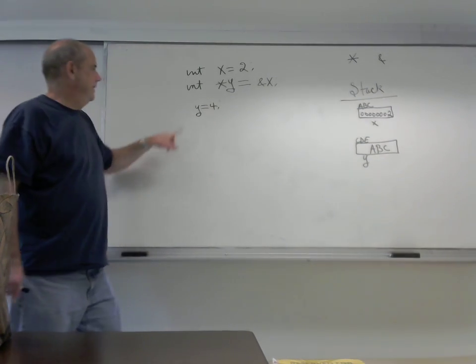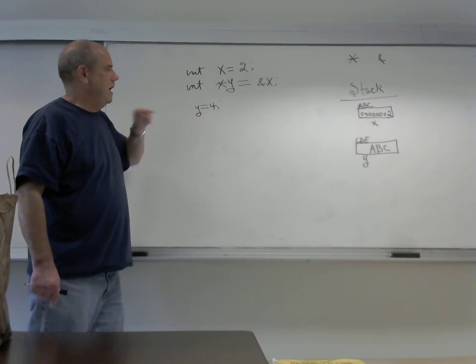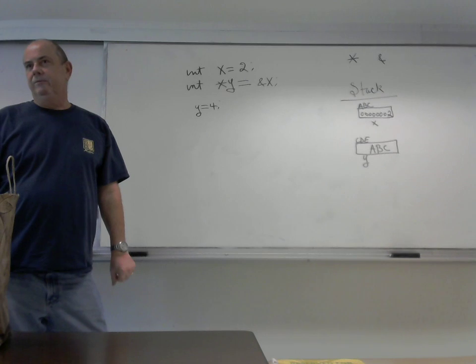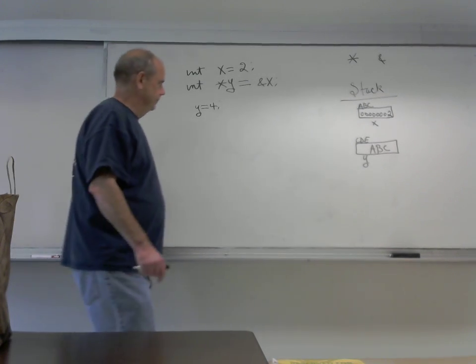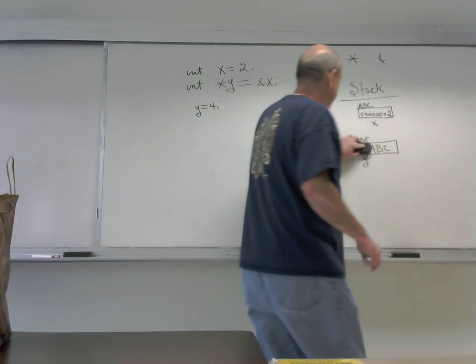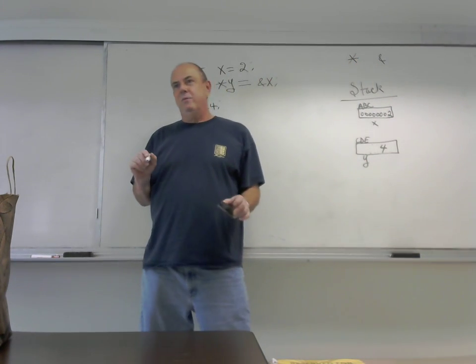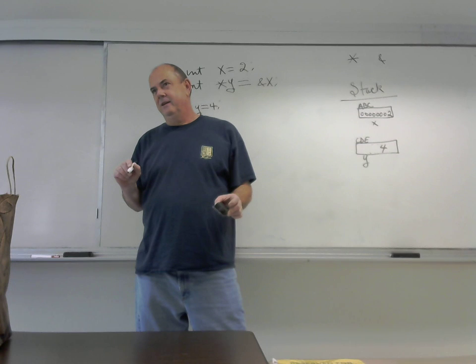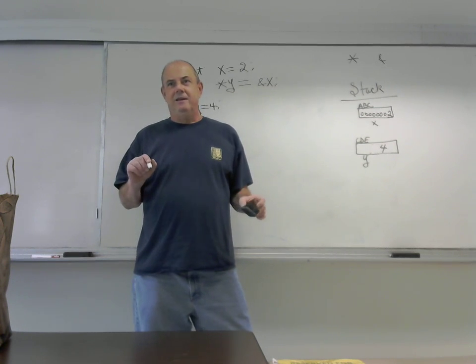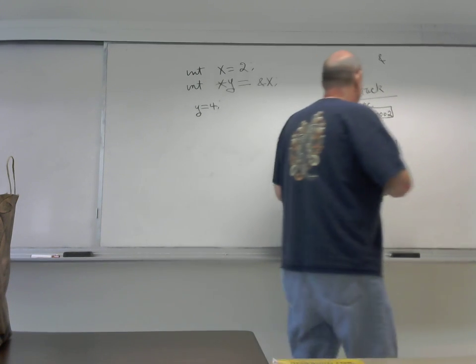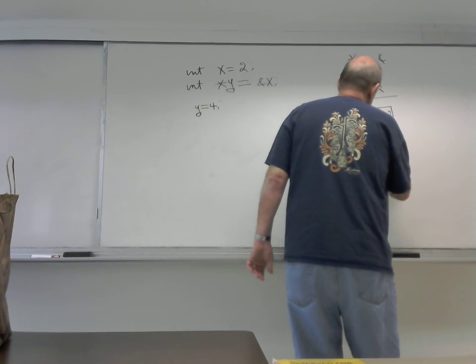So, set y equal to 4, what would that do? We would change this content to 4. The compiler won't let you do that. This is a mistake. You don't want address 4. You don't know what's in address 4. So that is a mistake.